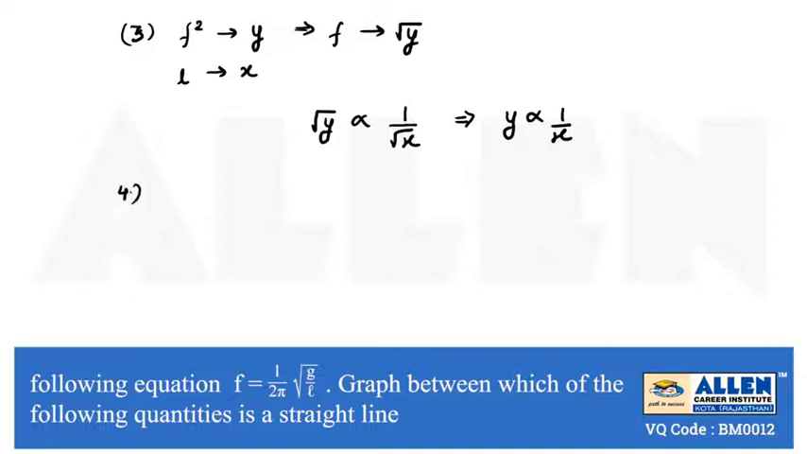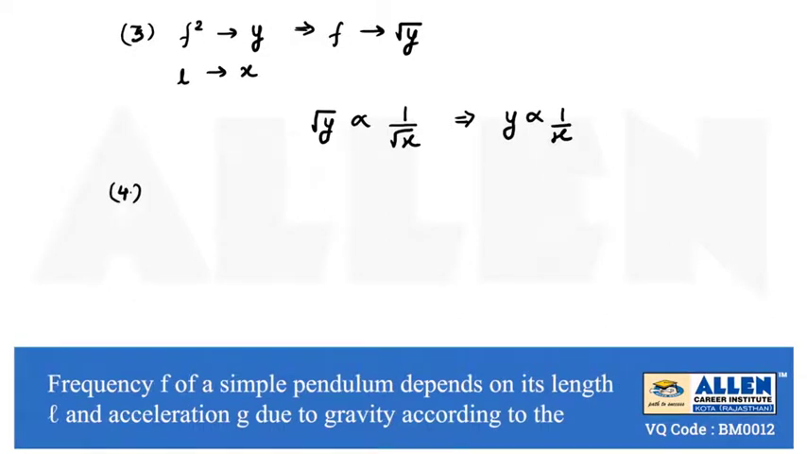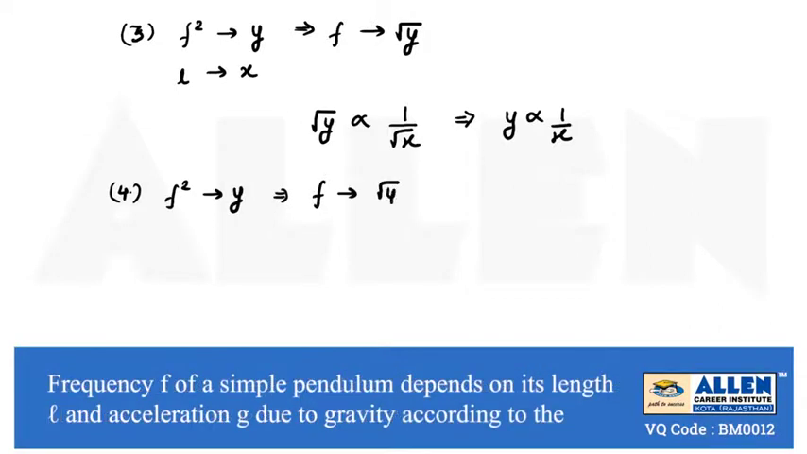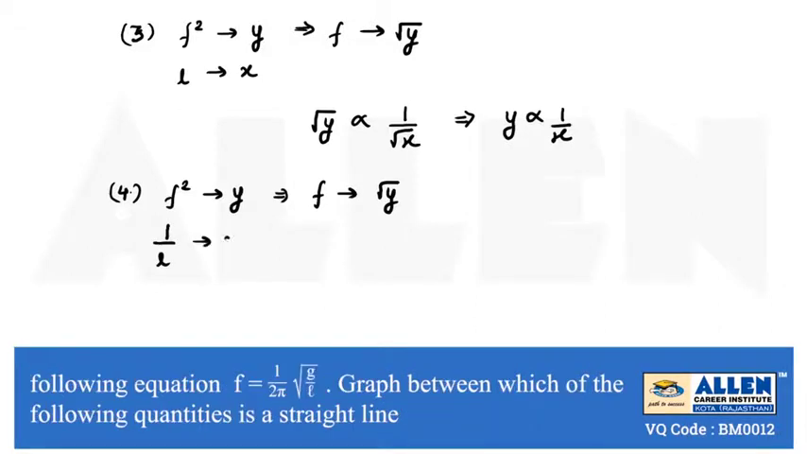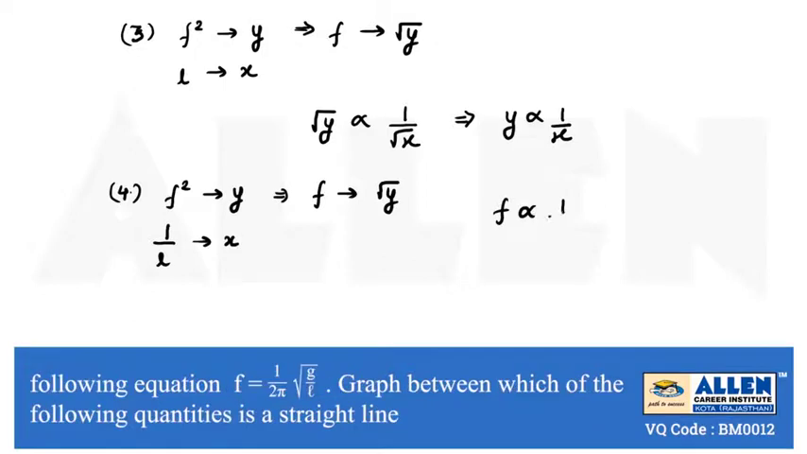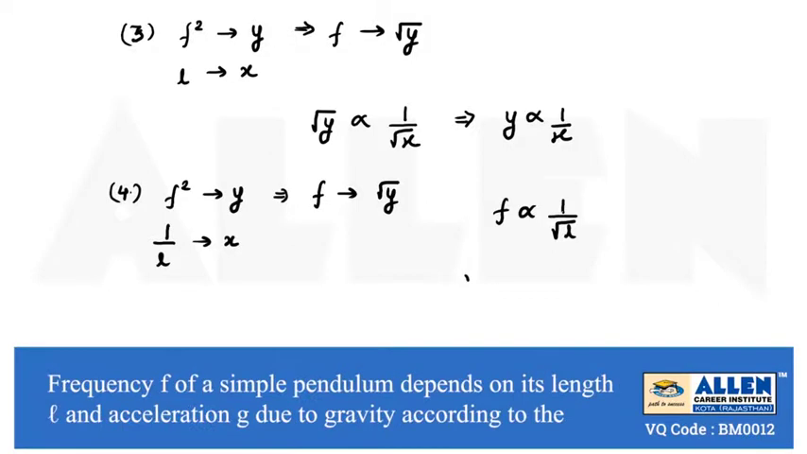In the fourth option we are given f square on the ordinate and 1 by L on the abscissa. F square on the ordinate can be replaced with y, or we can say f can be replaced with root y, and 1 by L on the abscissa can be replaced with x. So according to our relation, f inversely proportional to root L, we will replace f with root y and 1 by root L with x.